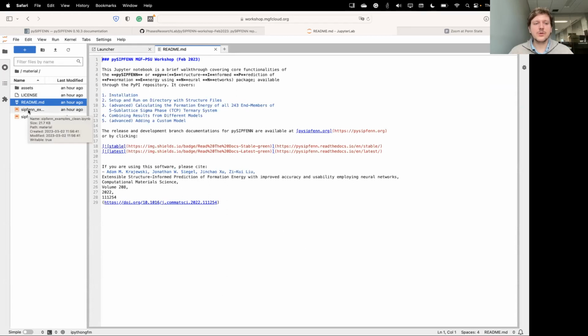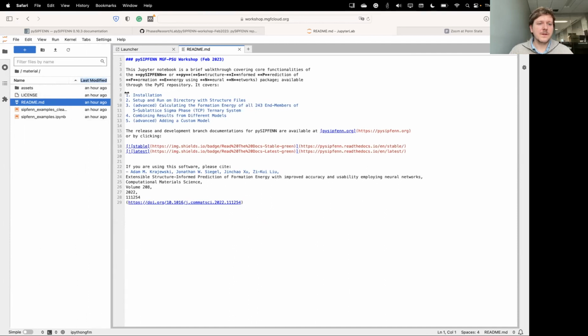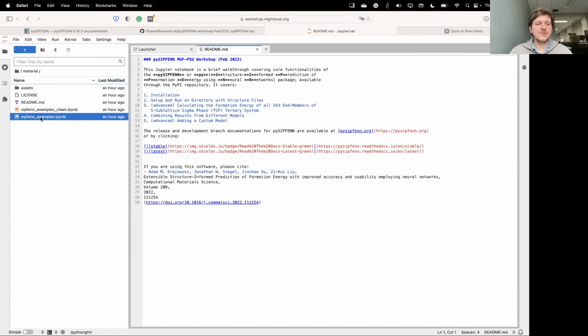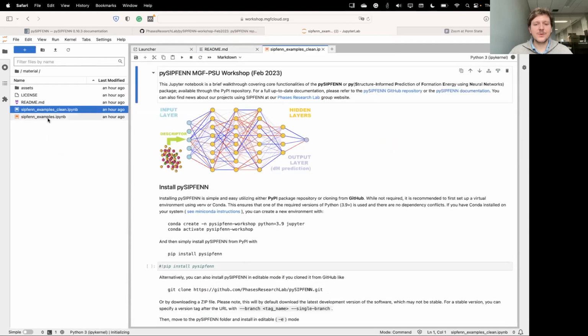This is the kind of document that allows you to run Python in a step-by-step fashion while looking at the outputs. There should be two of them: one is PySIPFENN examples, and one is PySIPFENN examples clean. You want to open the clean one because the other one is already the completed workshop. If you are having any trouble following anything, you can always look at the completed one. But to have a fresh start, we're going to follow the clean one.